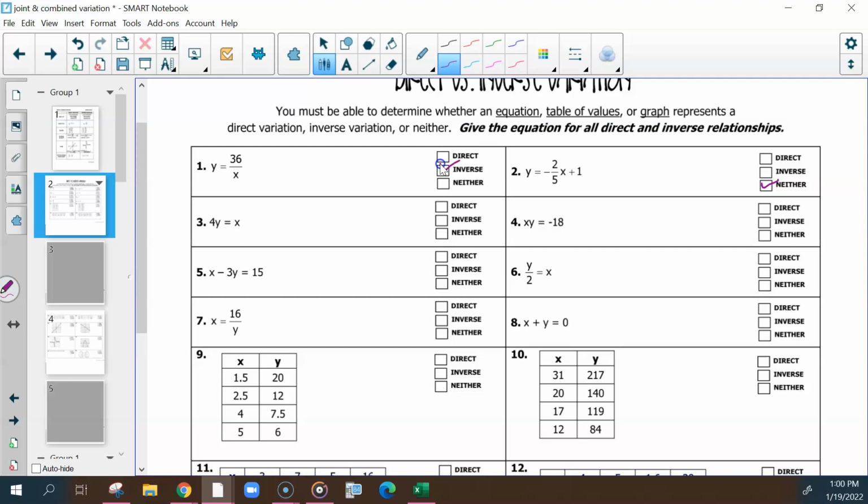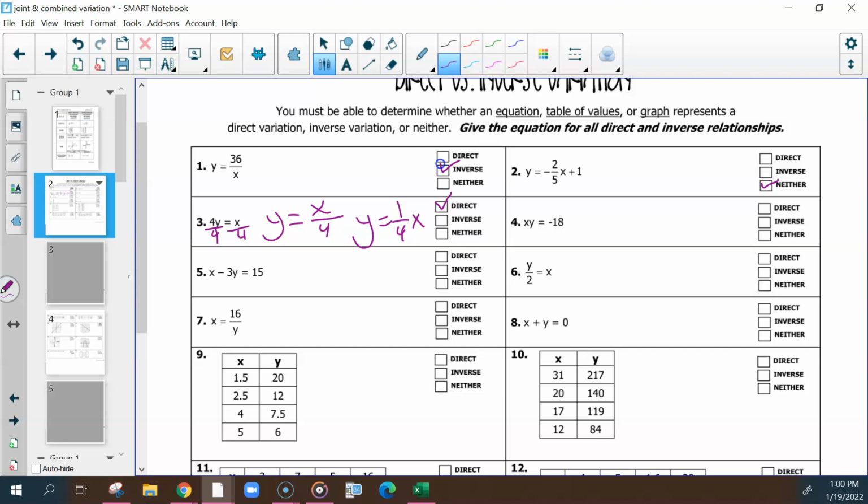Number 3, you would need to solve for y. x over 4, or you could write that as 1/4 x. Would that be direct, inverse, or neither? Not inverse. Sorry, my x does look like it's on there, it's next to it though. Direct. It is a line. It's in the form y equals kx. It has a y-intercept of 0.